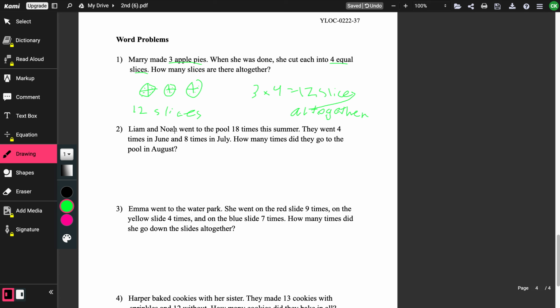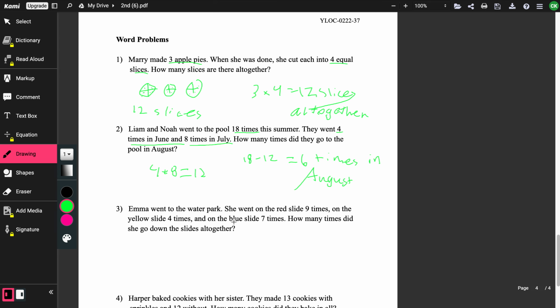Moving on, let's do 2. Liam and Noah went to the pool 18 times this summer. They went 4 times in June, 8 times in July. How many times did they go to the pool in August? Okay, so we're going to first add the amount of times that they didn't go in August, which is June and July. So 4 plus 8, that's 12. And then we know that they went to the pool 18 times over the summer, meaning that the remainder would be August. So 18 minus 12, and that's 6. So 6 times in August.